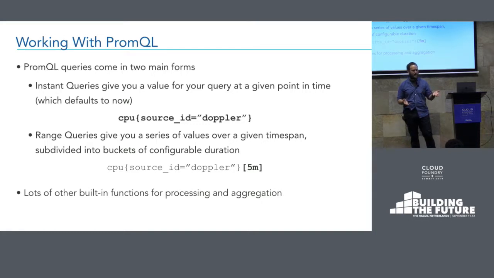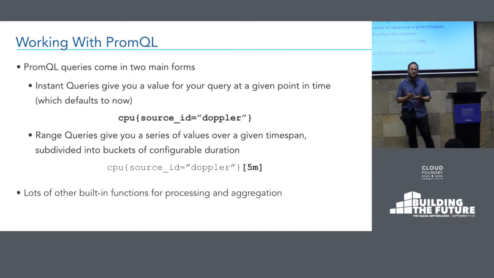But this is the form that they're going to take. So essentially, you're going to have a metric name. In this case, the first one is CPU. That's just a metric that is emitted that tells you what the CPU utilization is for a particular instance. And then you can give it a set of filters. In this case, we're filtering on the source ID of Doppler. If you run this query, this first style of query is called an instant query.